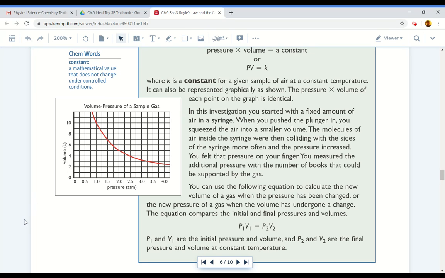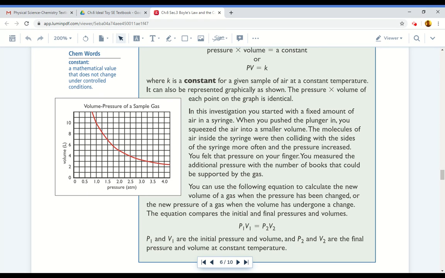In this investigation, you started with a fixed amount of air in a syringe. When you pushed the plunger in, you squeezed the air into a smaller volume. The molecules of air inside the syringe were then colliding with the sides of the syringe more often, and the pressure increased. You felt that pressure on your finger. You measured the additional pressure with the number of books that could be supported by the gas.